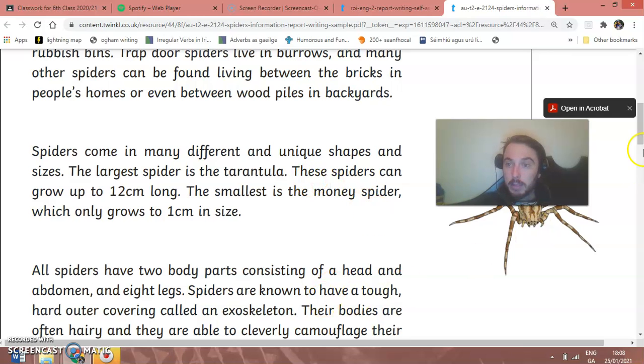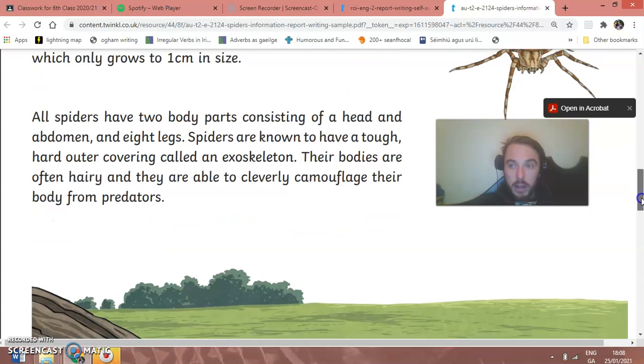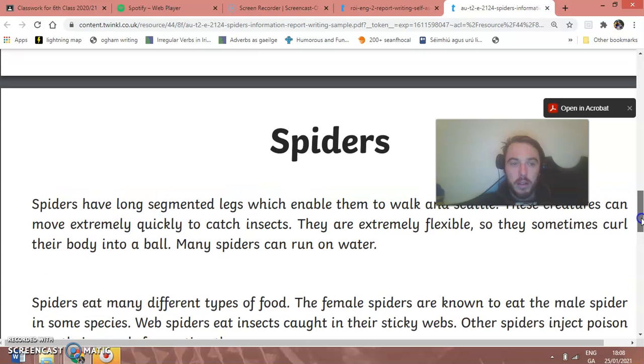Now we're moving on to the next paragraph. All spiders have two body parts consisting of a head and abdomen and 8 legs. Spiders are known to have a tough, hard outer covering called an exoskeleton. So we've explained that, which is good. Their bodies are often hairy and they're able to cleverly camouflage their body from predators. So that's appearance there. That's very good. But again, no label on that paragraph. Yes, we have more paragraphs here.